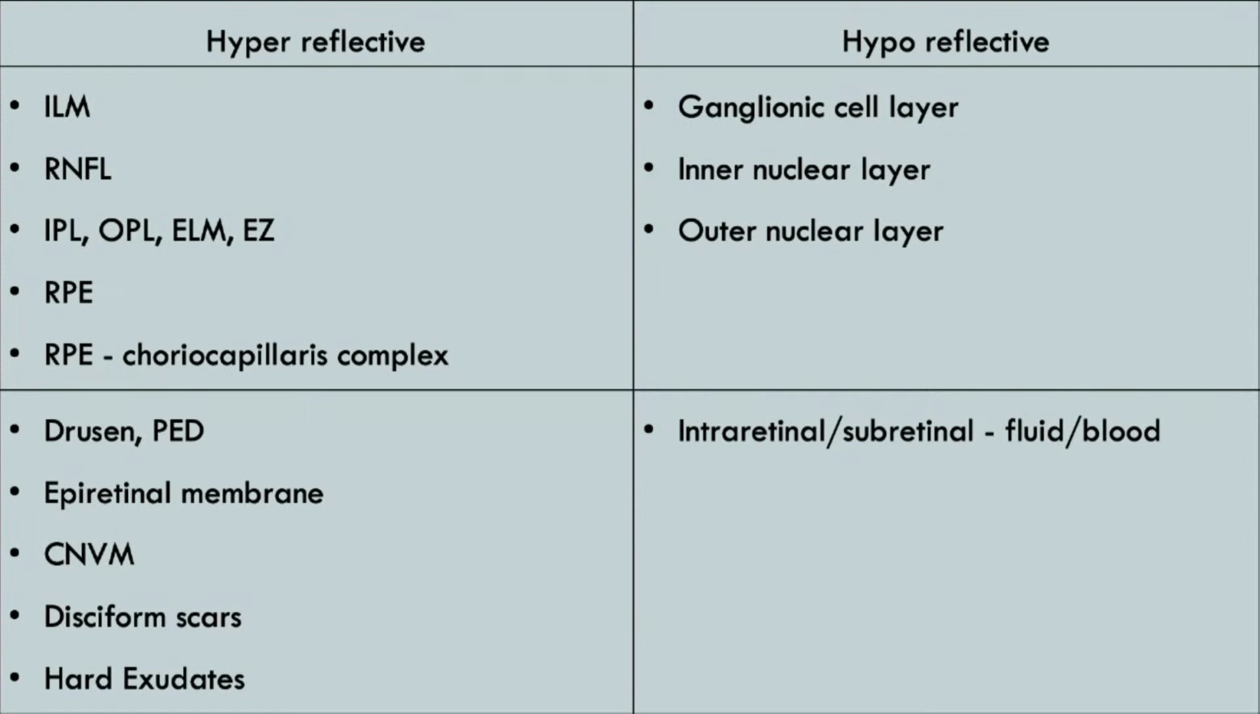Now, what are the hyperreflective abnormal structures? Drusen, you have epiretinal membrane, CNVMs, disciform scars, hard exudates. This is not an all-inclusive slide. I've just put common ones. And for hyporeflective, it's mostly fluid or blood. You can see it in the intraretinal or the subretinal space as well.